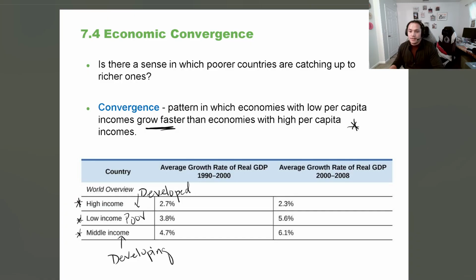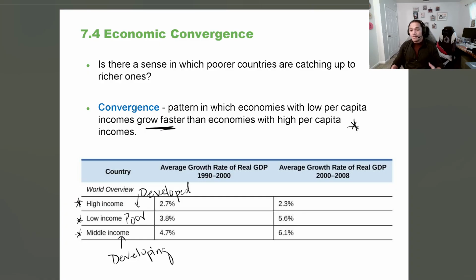It's important to note when we're talking about convergence, we're not talking about low income or developing economies meeting the same living standards as our developed economies. All we're talking about is their growth rates are moving faster, or they have higher growth rates relative to those with high incomes. So really careful there.